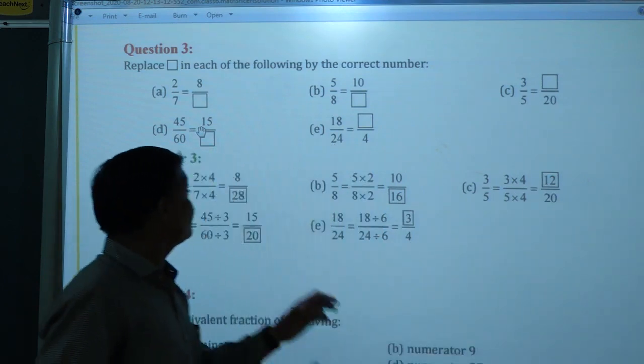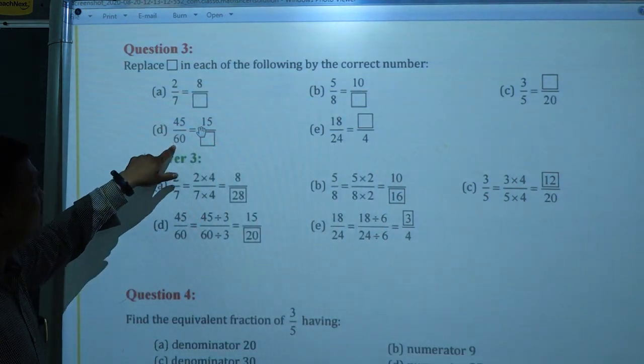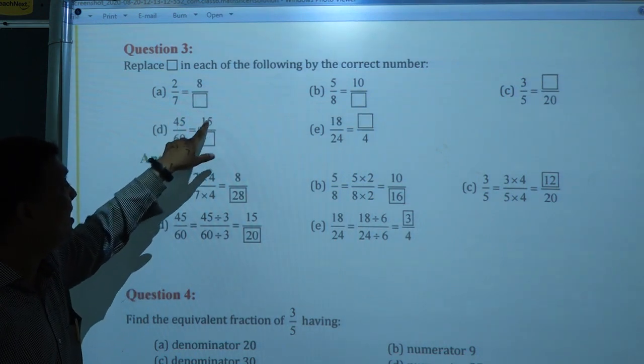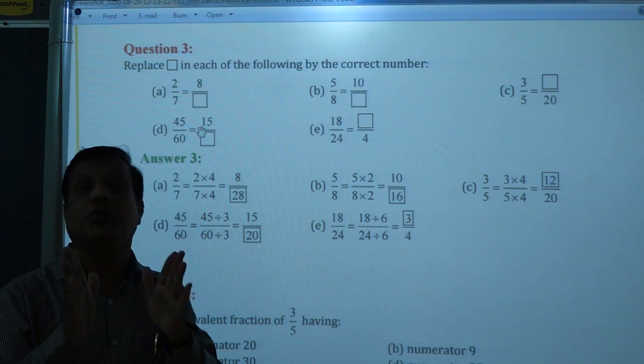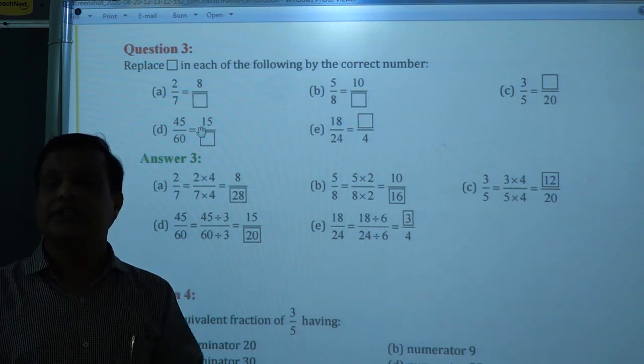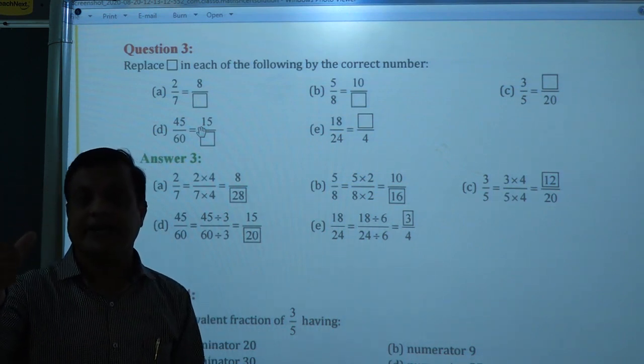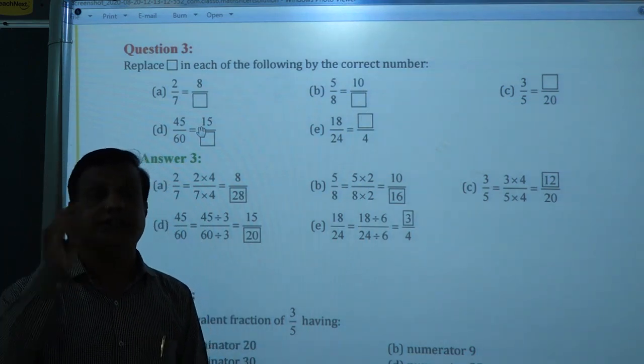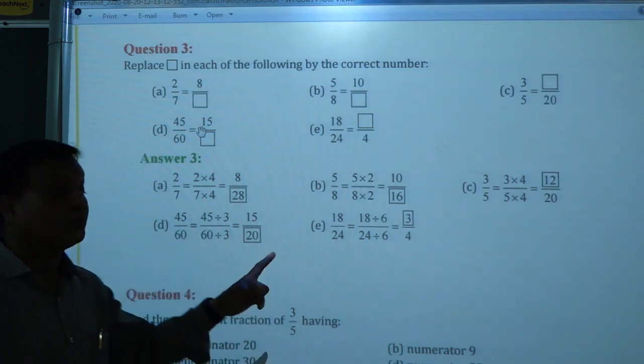Now next question. 45 upon 60 is equal to 15 upon dash. Now here what happened? Bigger numbers are given, asking the smaller numbers. So here you have to divide. When smaller numbers are given, bigger number we are finding, so you have to multiply. When bigger numbers are given, smaller we are finding, you have to divide. Please pay attention here.